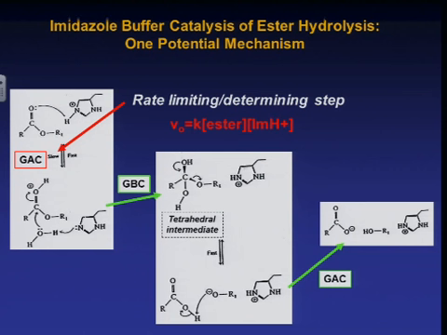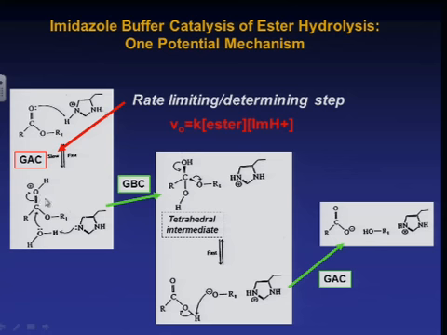Okay, so let's look at the hydrolysis of an ester, and here we're not looking at an enzyme, we're looking at it being done by a buffer. The buffer is imidazole, and here's one mechanism. In the first step of this particular mechanism, the imidazole is in the protonated form, and it donates a proton to get to this step.